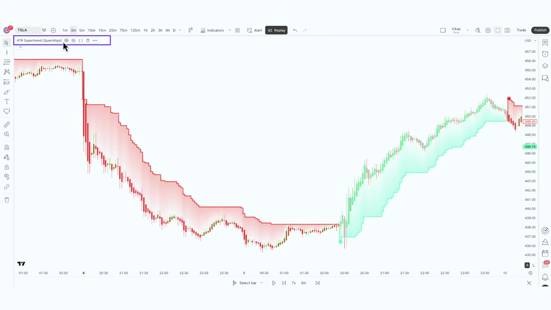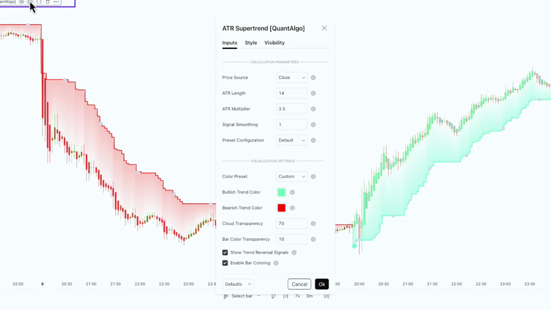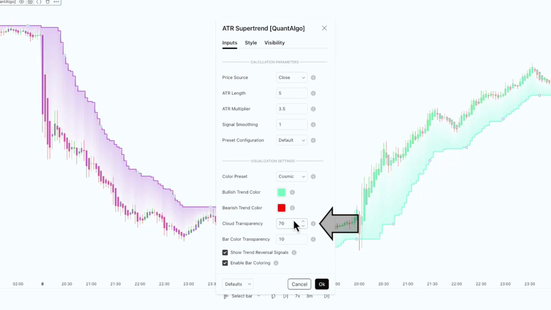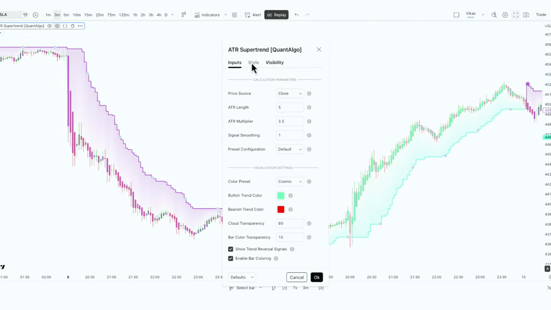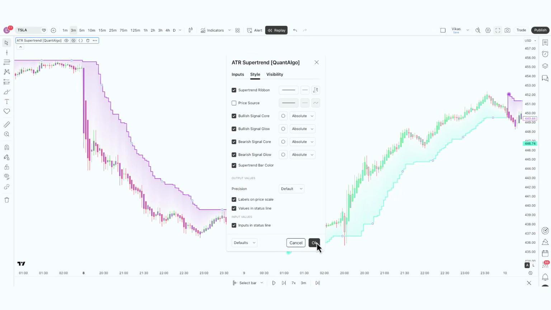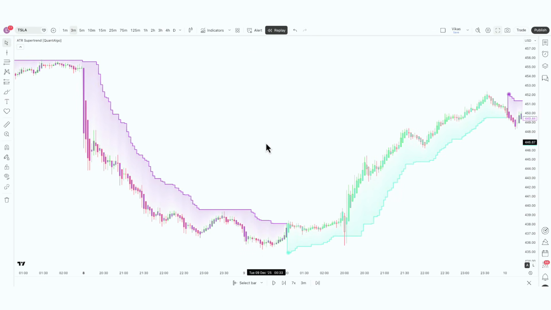Now the indicator settings change for perfect signals. First, change the ATR Multiplier from 14 to 5. After that, change the Color Preset from Custom to Cosmic. Then change the Cloud Transparency from 70 to 80. Here, everything is fine after that. Click OK. Now we'll add one more indicator to make this strategy more powerful.